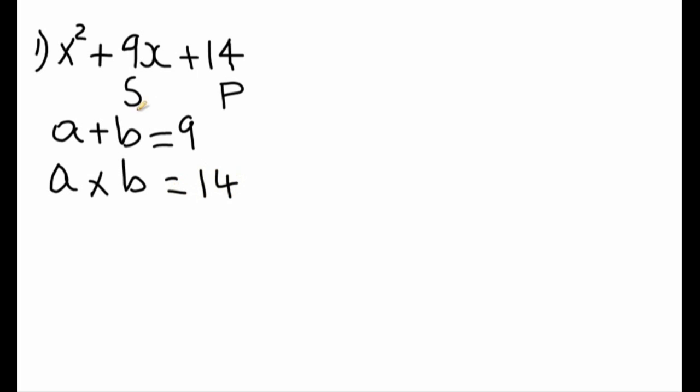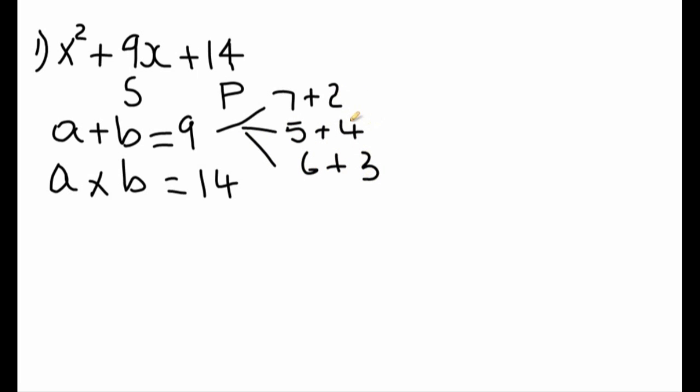Okay, so let's say I know different ways to get 9. It's 7 plus 2, right? It's also 5 plus 4, it's also 6 plus 3. That's different ways to get 9 by making additions. But for the product, we can see there is only one way to get 14. It's 7 times 2. So quickly we can say in this example, a equals 7 and b equals 2.